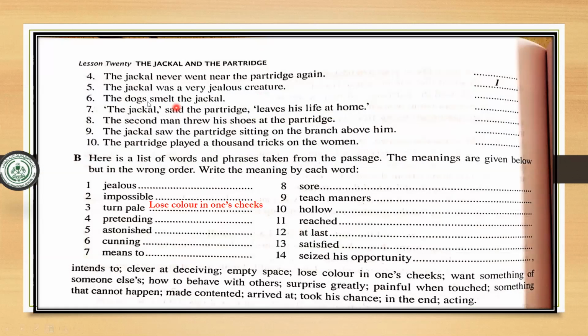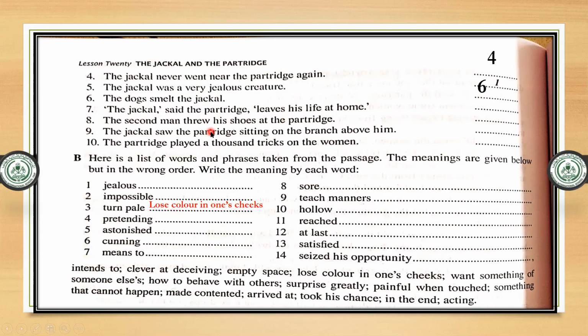Now, dear students, we have number 4. The jackal never went near the partridge again. This is sentence number 4. The jackal was a very jealous creature. This is sentence number 1. And the dogs smelled the jackal.